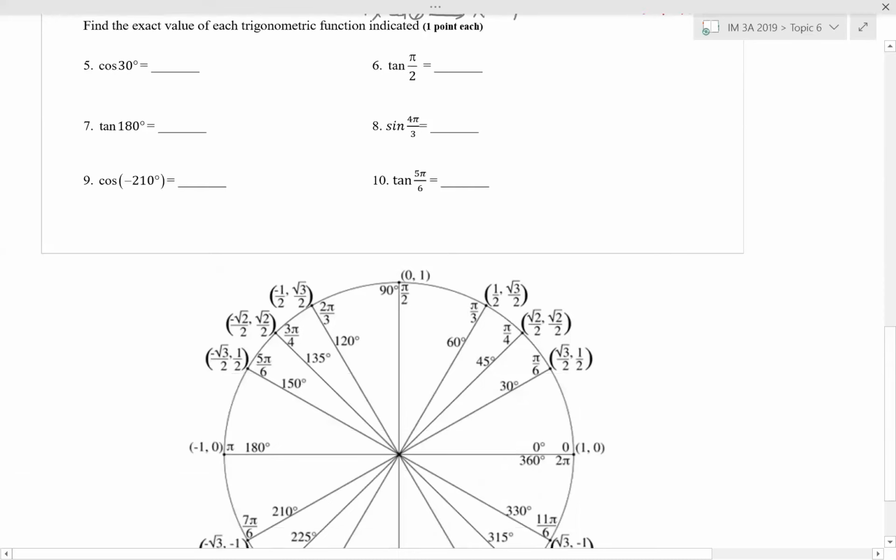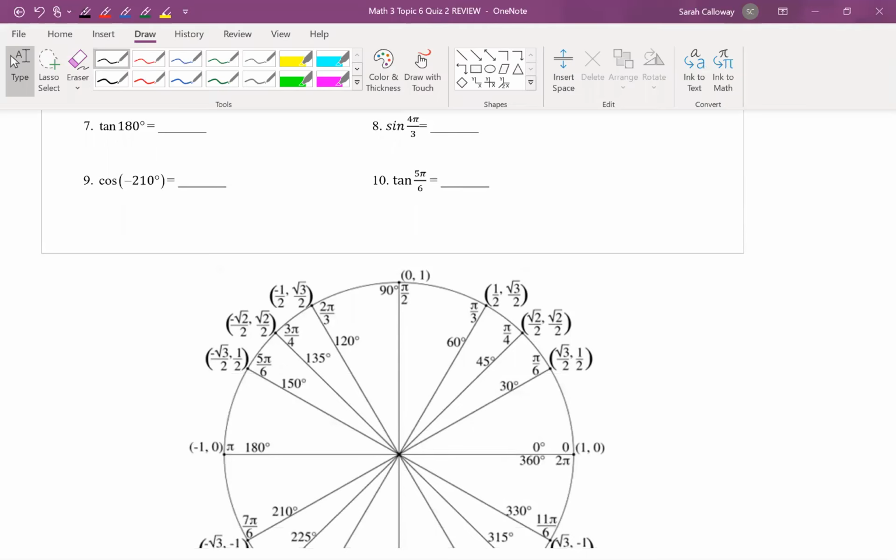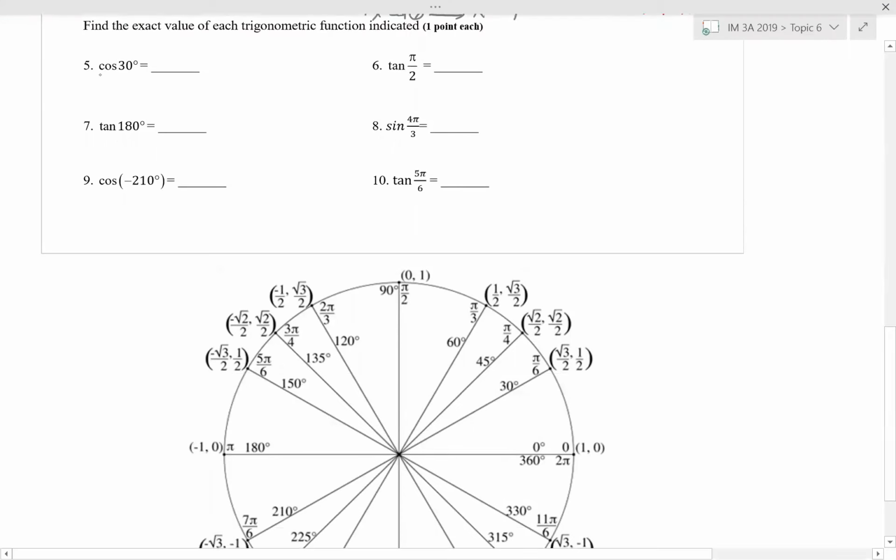The last questions are all involving the unit circle. So one thing that I would suggest as you go through on your quiz is write down what each of them correspond to. So cosine is x, sine is y, tangent is y over x. And so any of the ones where it's just cosine or sine, they're easier just reading the unit circle.